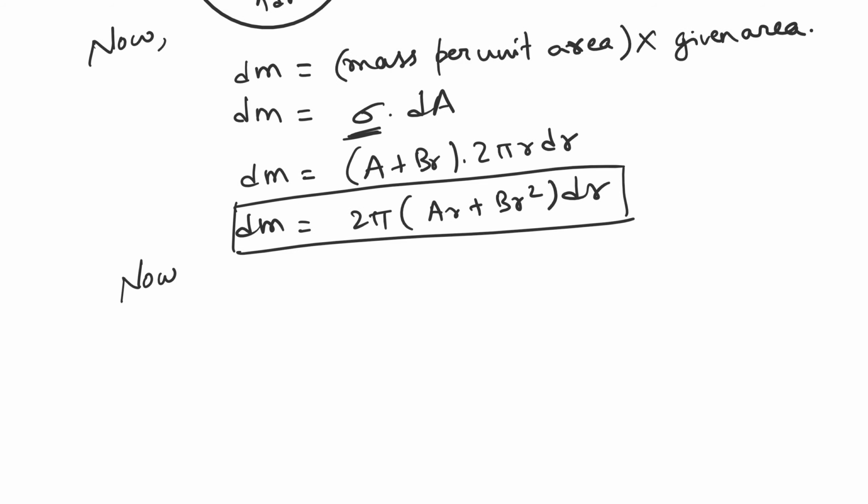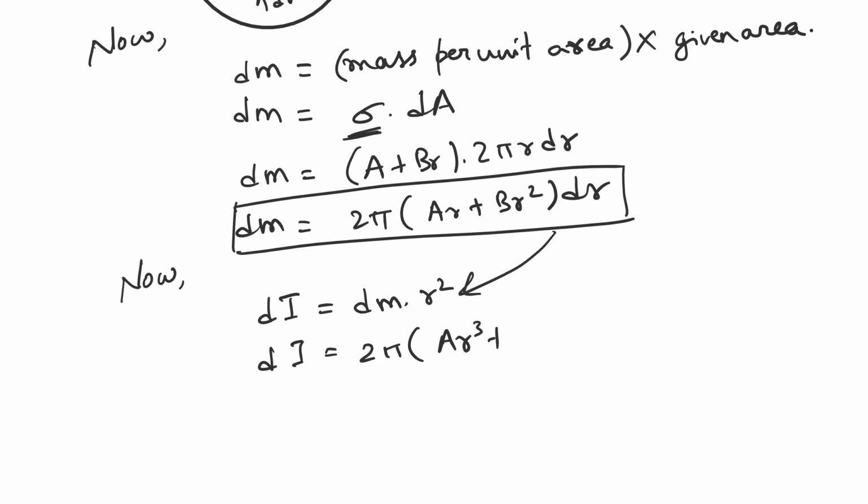Now the moment of inertia of this ring element about the center can be given as the mass of the ring into the square of its radius, dm into r square. Putting the value of dm from here, we have 2 pi times (ar cube plus br to the power 4) dr. So this gives us dI.